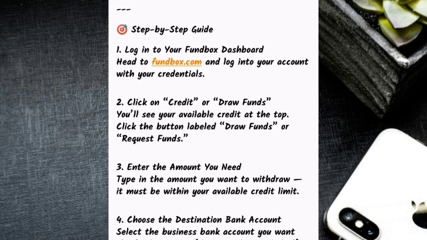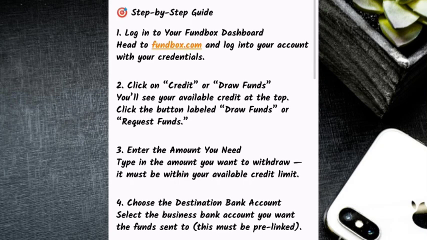Once you're in, click on credit or draw funds. You're going to see your available credit at the top. Just click the button that's labeled draw funds or request funds. Next is to enter the amount you need. So just go ahead and type in the amount that you want to withdraw. Of course, this amount must be within your available credit limits.